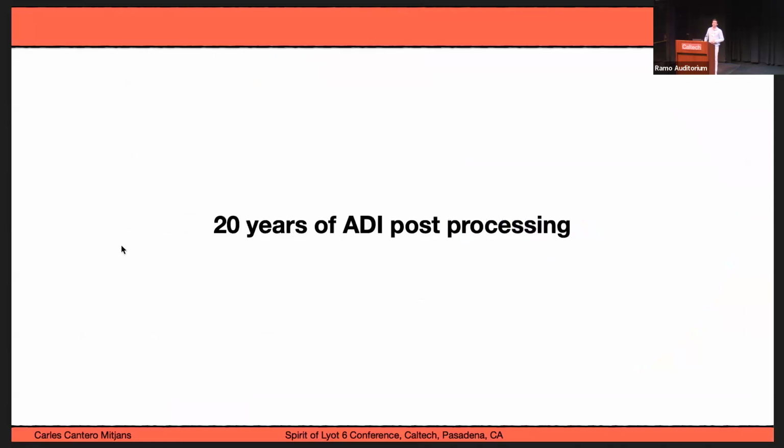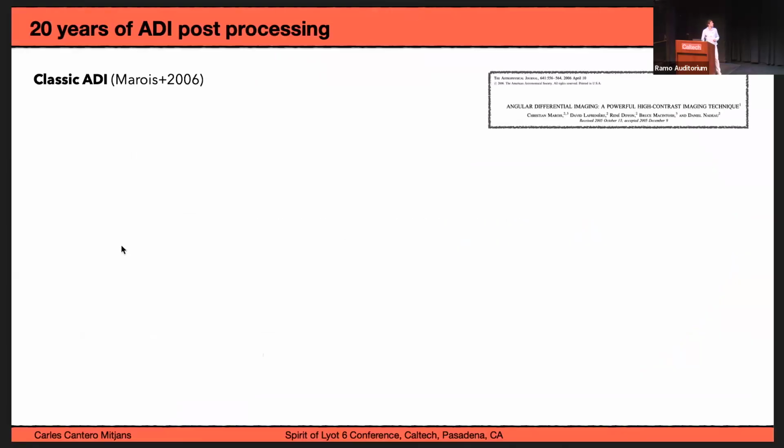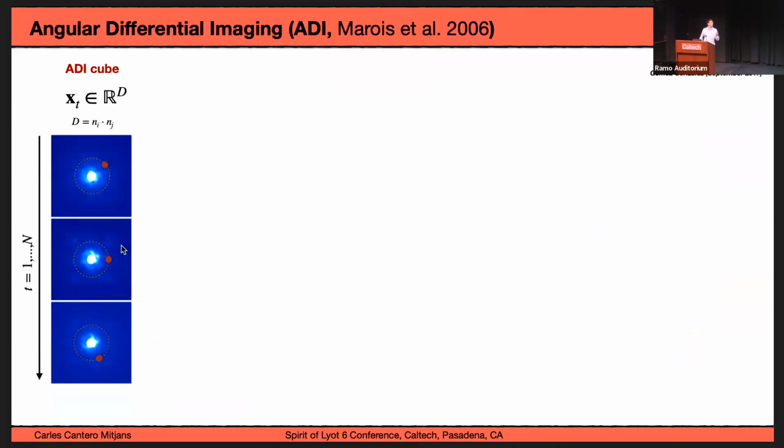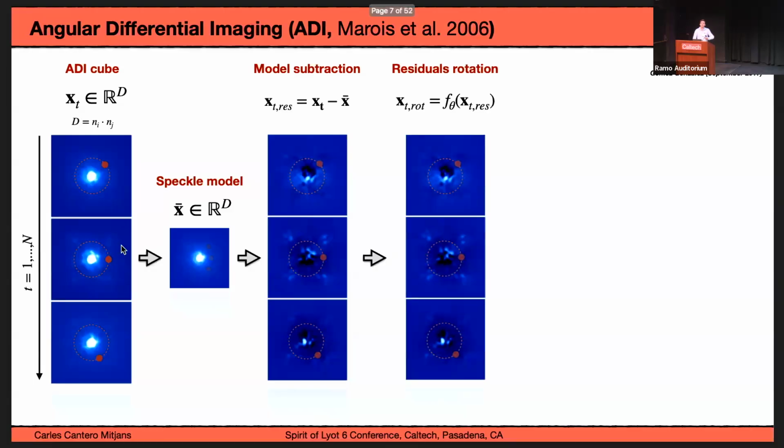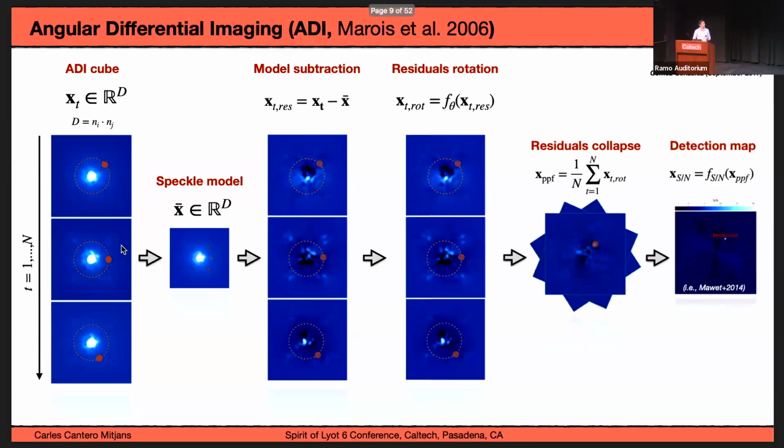So first of all, I would like to highlight that this year we celebrate 20 years of ADI post-processing, basically by classic ADI by Marois. Let me just summarize how it works. When we have an ADI cube with our speckle noise, normally we take the median of this cube to do the PSF subtraction, and then we derotate with the parallactic angles to collapse and have our detection map. This is normally how it works.